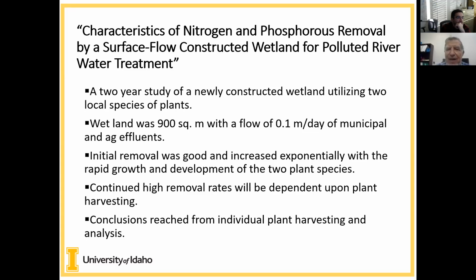Conclusions were reached by individual plant harvesting and analysis. In this case, they had identified the specific location for each of the seed plants that were put into the wetlands, and then they harvested them and watched them as the seeds dispersed and grew, and then they weighed them and analyzed them for their input and uptake.